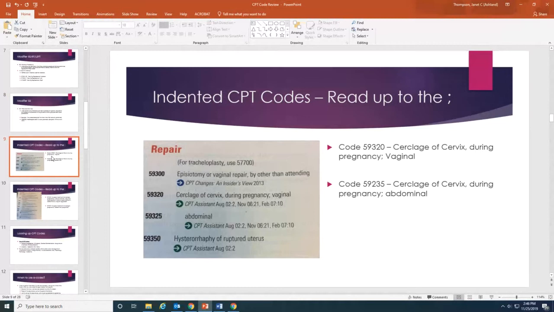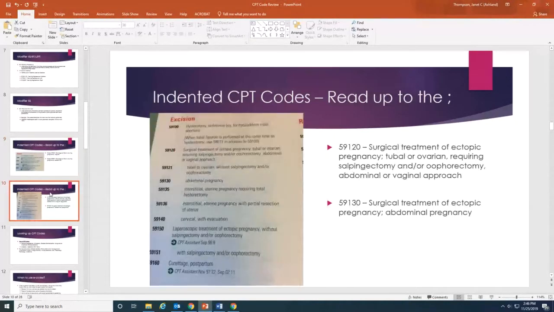Indented CPT codes. This was a good item that was brought up that we could use some practice with. I've got some examples from the CPT book, starting with code 59320. When you read the CPT code, you read up to the semicolon. That's what I've got highlighted up here. So code 59320, cerclage of the cervix during pregnancy. There's our semicolon, vaginal. Code 59325, cerclage of the cervix during pregnancy, abdominal. So that's how that code actually reads. It's indented, so it's a part of 59320. That's its parent code.